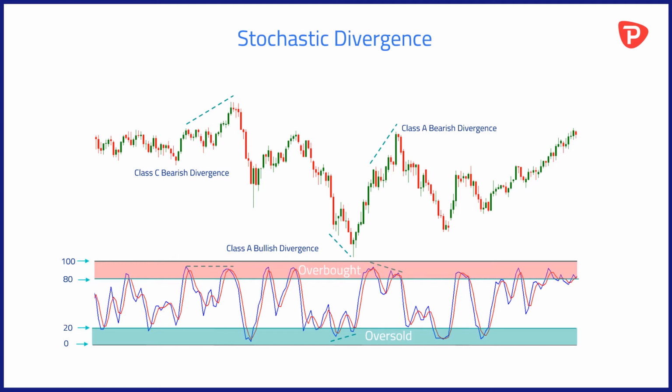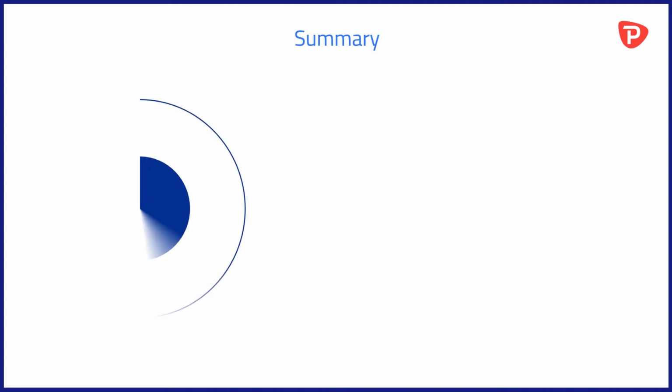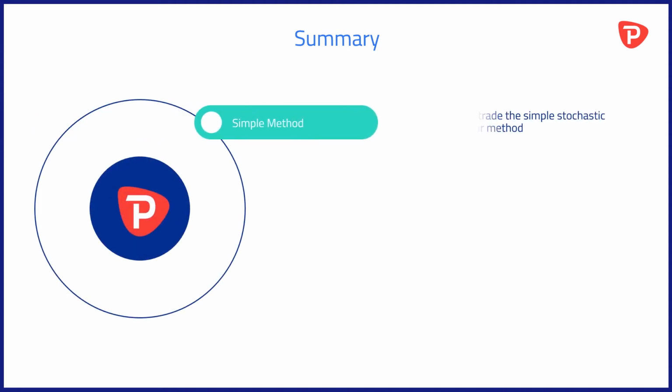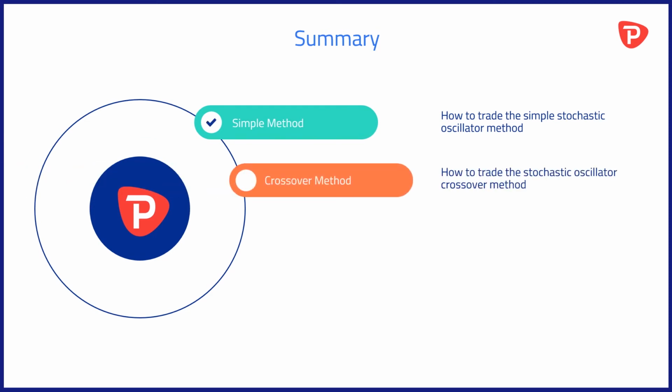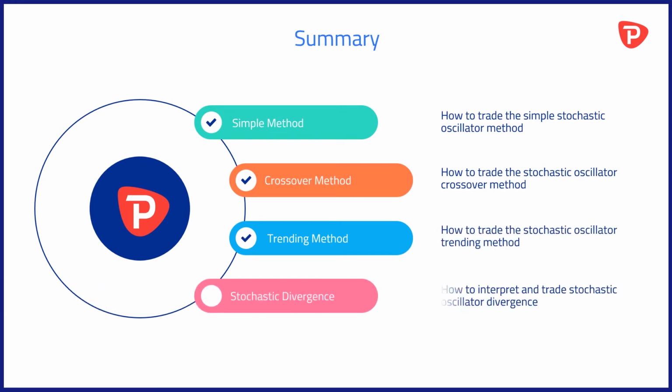Notice how on the example on the screen, the chart is in a sideways market with no clear trend, and you can see how the divergence occurred in the oversold and overbought zones, with price accelerating quickly once the divergence was evident. In this lesson, we have learned how to trade the simple stochastic method. We have learned how to trade the stochastic crossover method. We have learned how to trade stochastics in a trending market. And we have learned how to interpret and trade stochastic divergence.